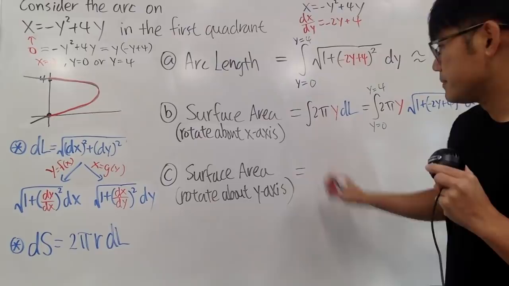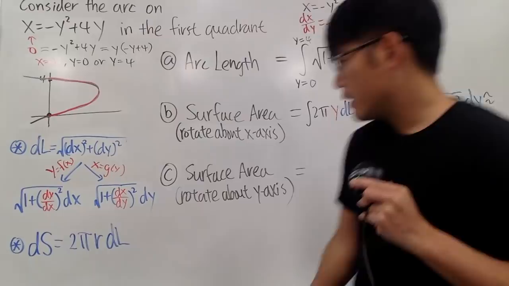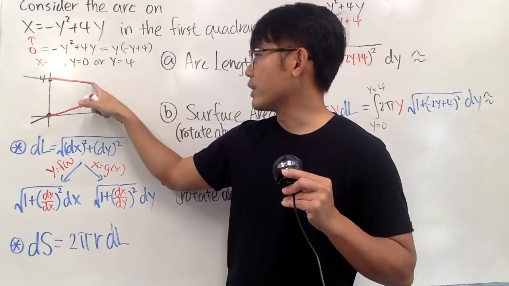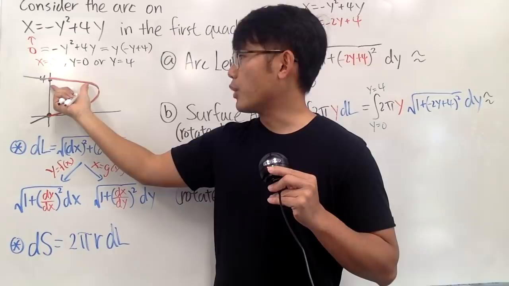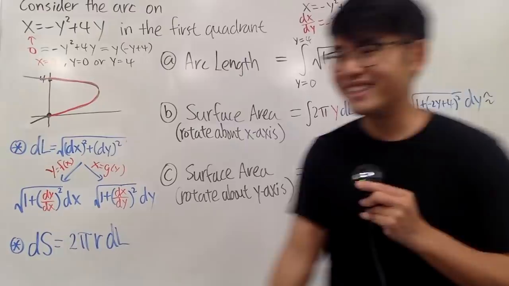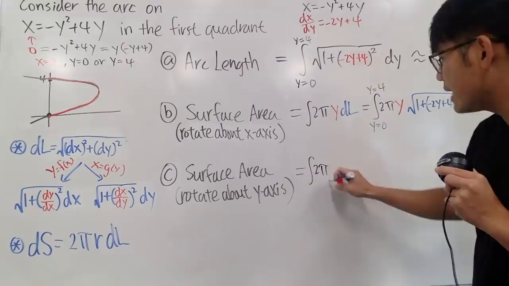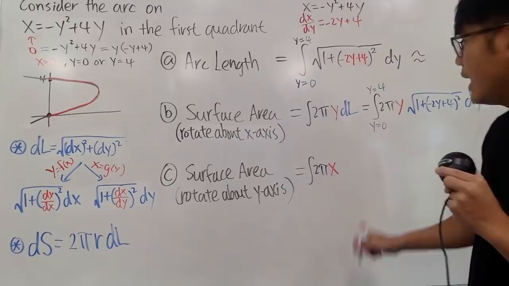So it goes like this way. In this case, the radius will be the horizontal distance. Just put like a point right here if you would like. Go from the y-axis to here. This is the horizontal distance. That's the x value. And when you rotate, you know, that will be the radius. So let's do the same thing. Integral 2 pi, but this time it's x. Right, 2 pi x. And we have to have the dl again.